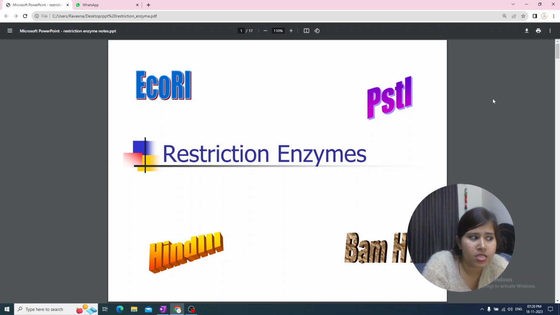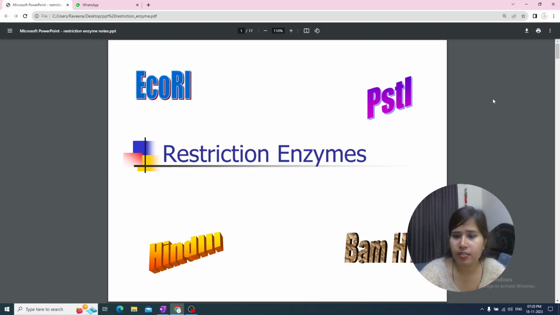And this topic is very important for NEET aspirants, because from this topic, at least 1 to 2 questions are always asked, right? So restriction enzyme. From here, our topic is going to start.